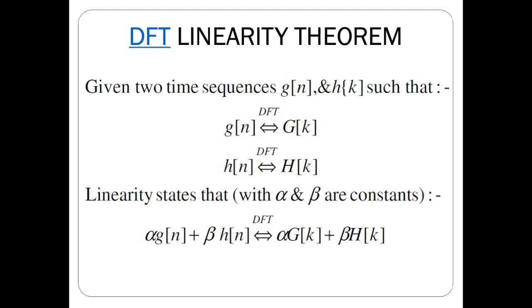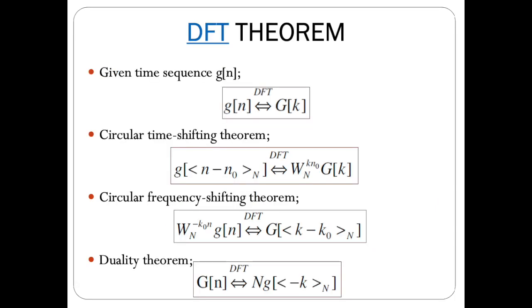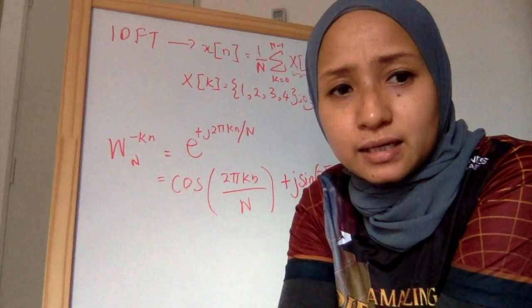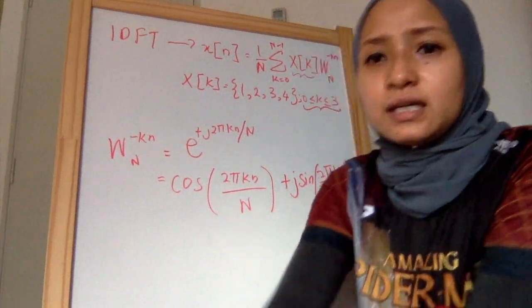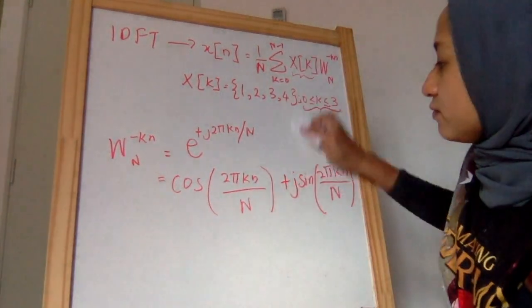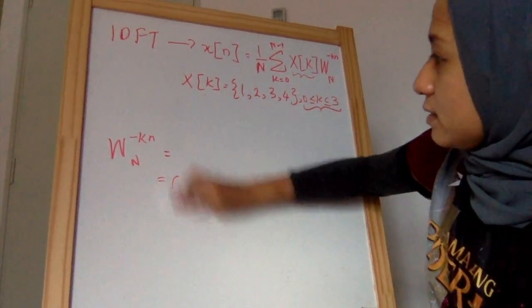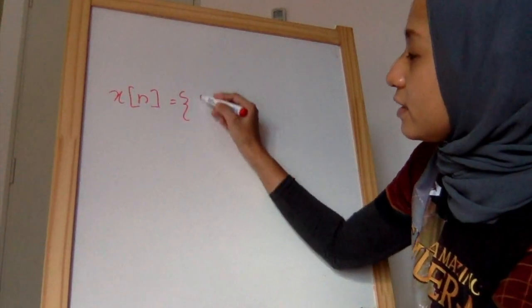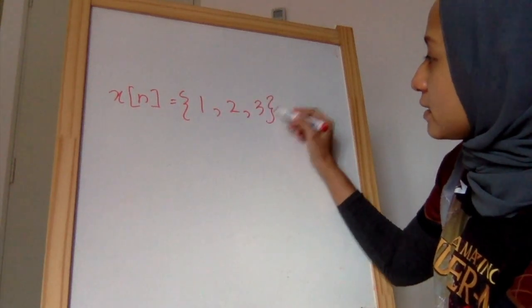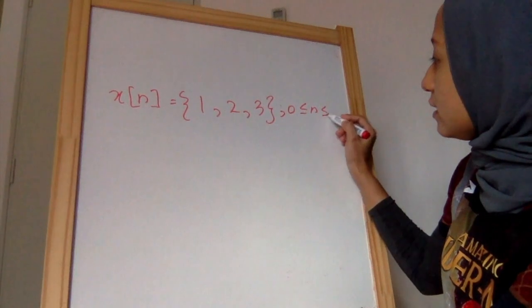Similar to DTFT, in DFT also we have several theorems. Same thing. We have the linearity theorem, we have circular time shifting. Instead of time shifting, now we have the circular time shifting theorem, circular frequency shifting theorem, and duality, same thing. So in DFT, since it is a finite length sequence, we have, for example, 1, 2, 3. I use the same example, the same range here.